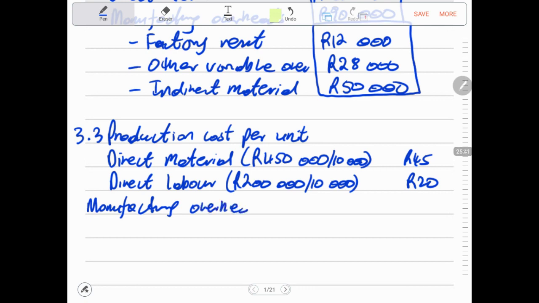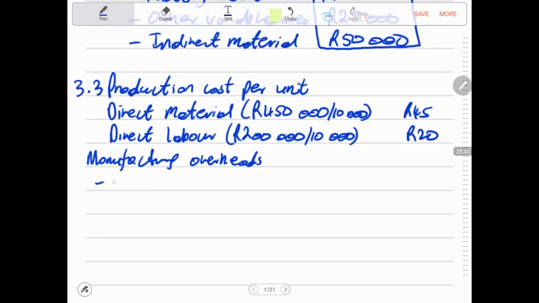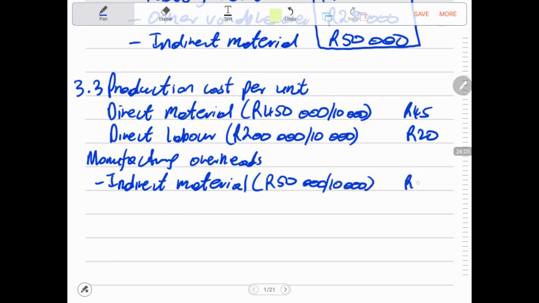Then now under our overheads, we have different manufacturing overheads. The first one is indirect labor. Sorry, it's indirect material, not indirect labor. Remember, if there was indirect labor, it was also going to be added as our manufacturing overheads. It was 50,000, divide this by the number of units that were manufactured, 10,000. And this gave us 5 rand.